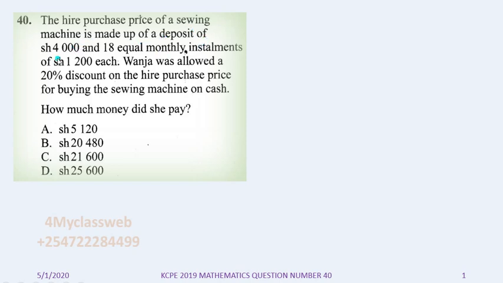of a deposit of shillings 4,000 and 18 equal monthly installments of shillings 1,200 each. Wanjiru was allowed a 20% discount on the hire purchase price for buying the sewing machine on cash. How much money did she pay? Now let me say that this question will give us an opportunity to remind ourselves about the topic that was covered sometimes in class 7.